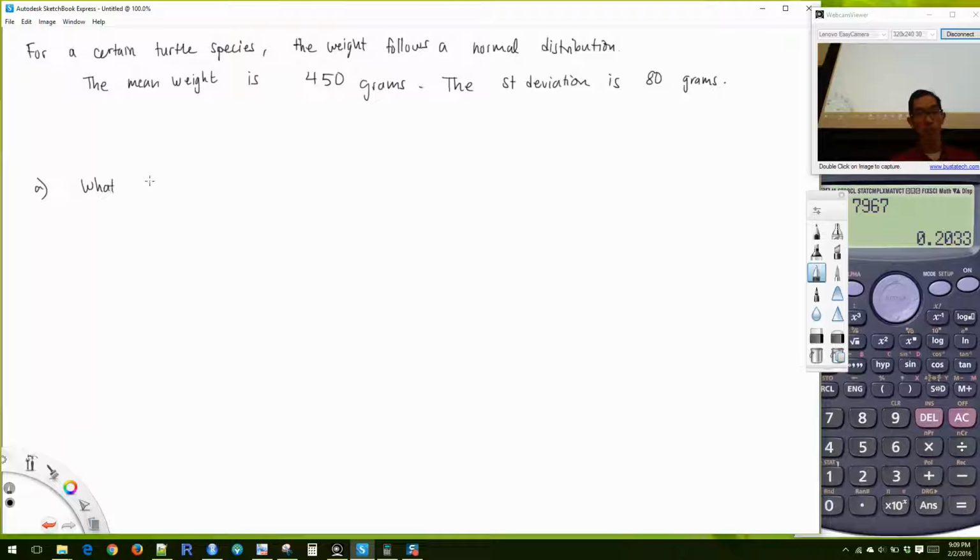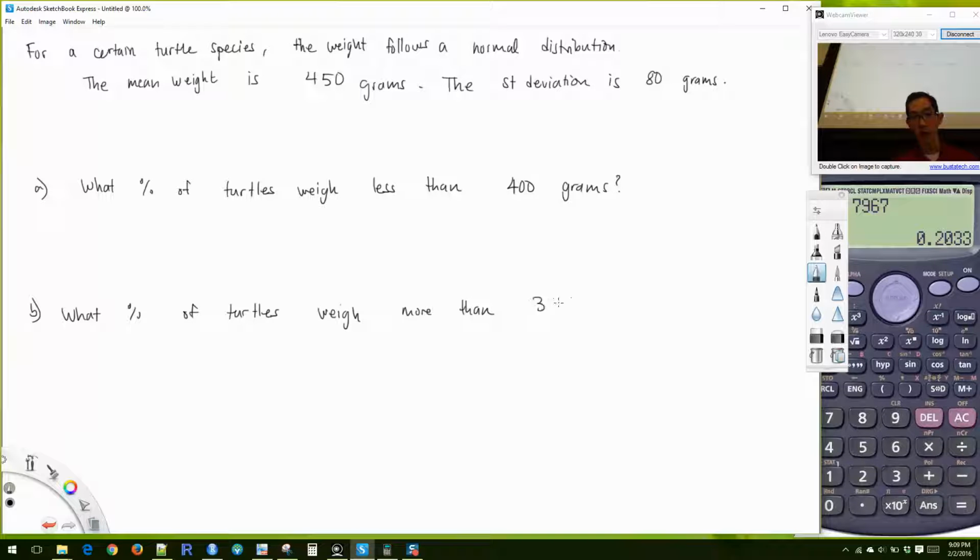What percentage of turtles weigh less than 400 grams? And B will be, what percentage of turtles weigh more than 360 grams?